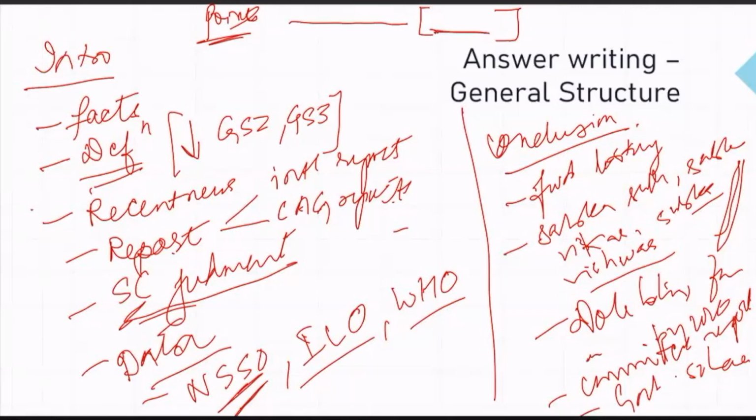For example, if I'm saying that women participation in the labor force has decreased, suppose this is some point of some question, then I'll mention the data and which committee has said this. I'll mention that women participation has decreased to this particular percentage as said by this particular committee. I won't write the whole sentence, I just mention the committee name or report name, like you have to mention.